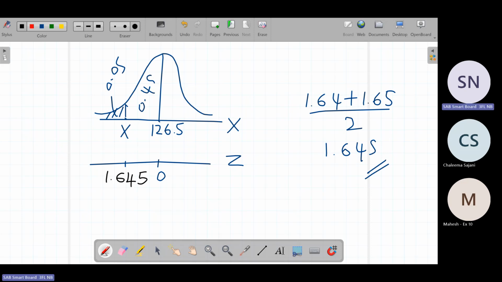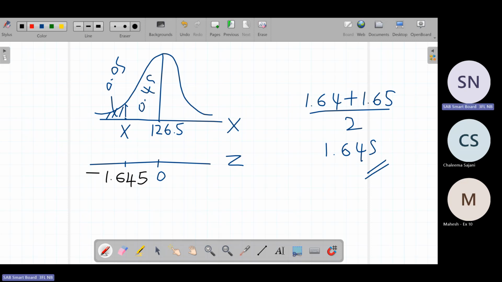Then tell me, is this Z value positive or negative? Negative. Okay? On the left side of the 0, all the values are negative. Then you should put the sign on this Z value. Okay, then this is negative 1.645. Understood? Now we know the Z value.